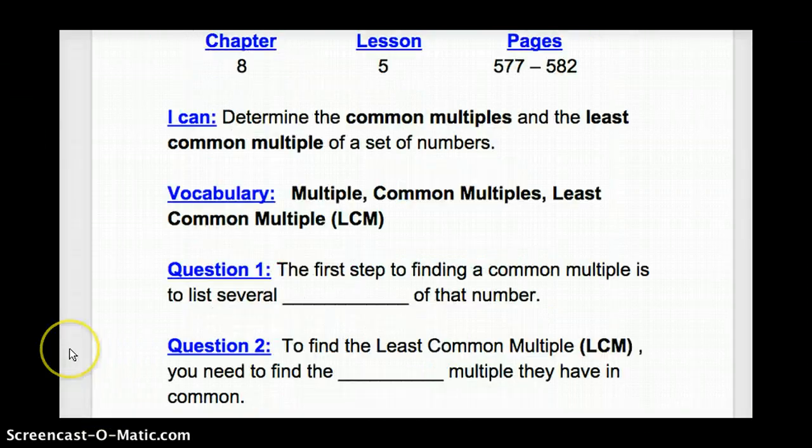All right, so go ahead and look back at these two questions and answer them in the form, please.